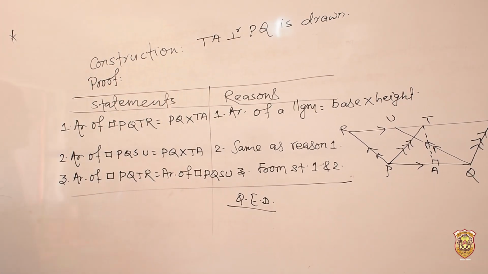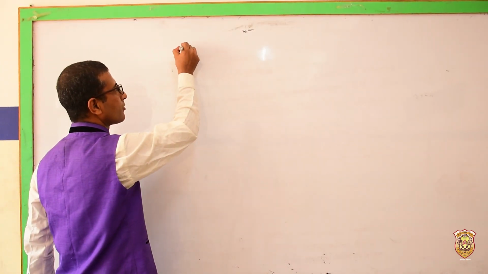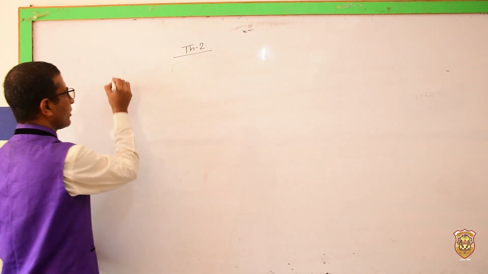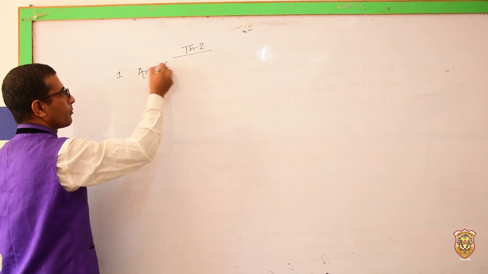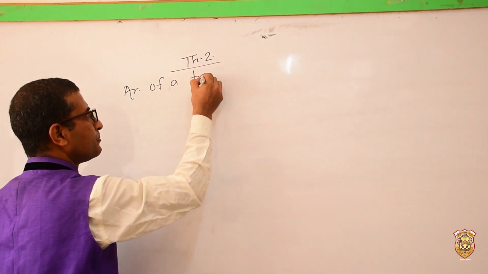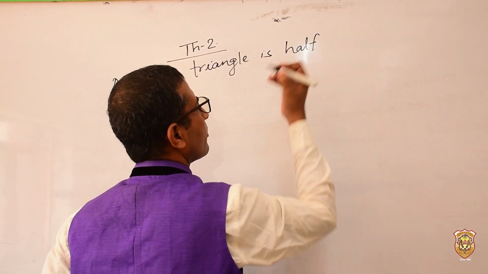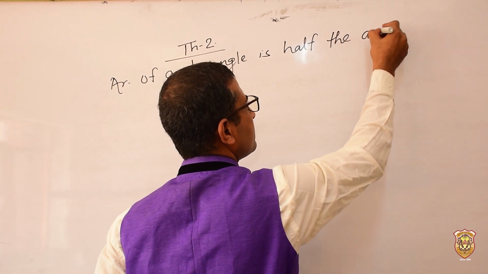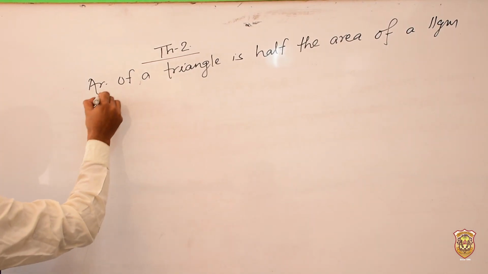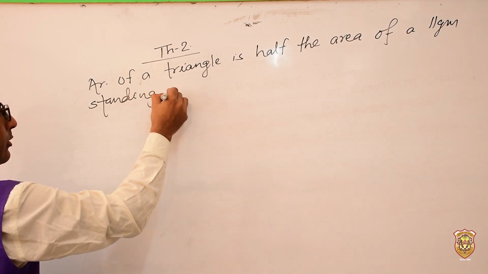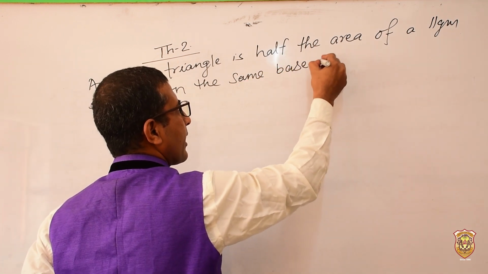Now going to the second one. Theorem second: the area of a triangle is half the area of a parallelogram standing on the same base and between the same parallel lines.